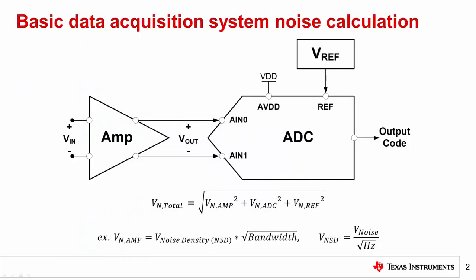To begin, let's revisit the simple data acquisition system used as the basis for the analysis throughout the ADC noise presentations. We previously made the claim that these three components, the ADC, amplifier, and voltage reference, generally contribute the most noise in your signal chain. In order to calculate the total noise of this system, you would take the root sum square of each component's individual noise contribution using the equation shown here.